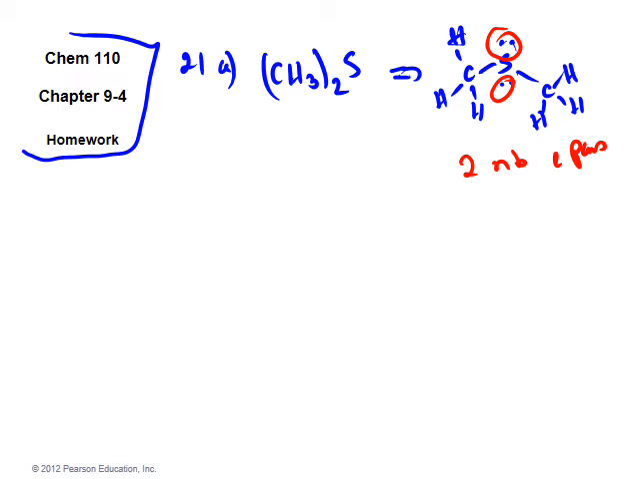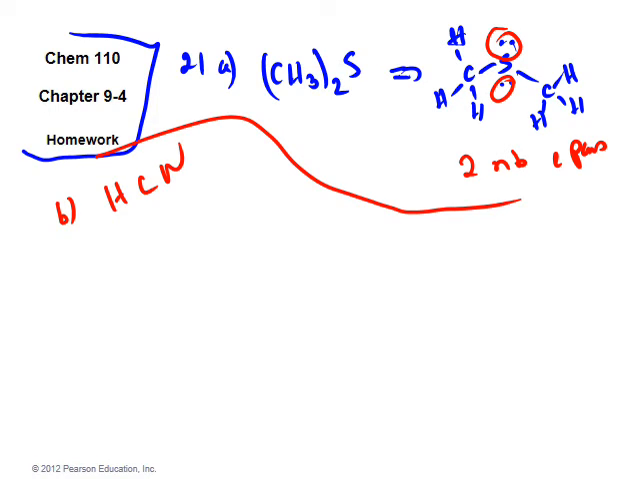Let's try 21B. Again, the question is how many non-bonding electron pairs are there in each of the following. So the question is HCN. Again, I have carbon here. So let's first write down HCN, each having 1 bond. That's how we combine all these atoms together.